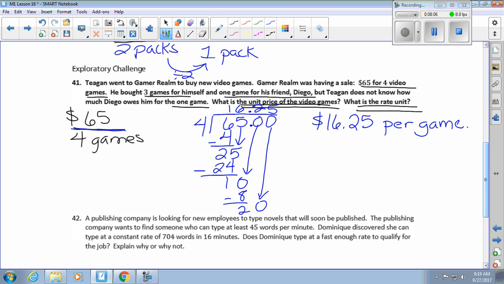Then the next part of this says, what is the rate unit? That simply means what unit do we label our answer. So in this case, let's write the rate unit, is, and that's dollars per game. All right, so in the video we watched earlier, the rate units he was talking about were gallons per week, price per pound, miles per hour, gallons per minute. Those would all be the units that he was using when he figured out the rate.